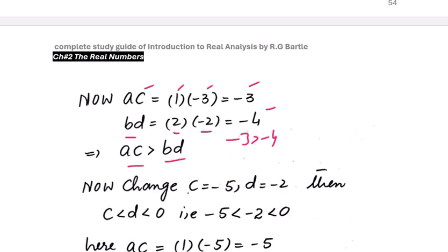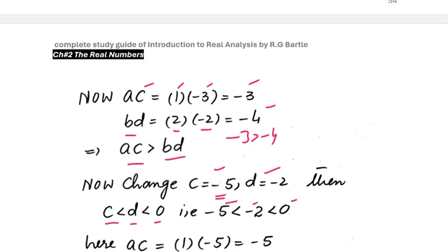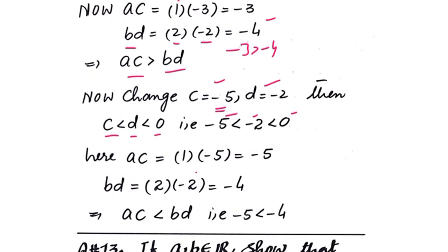Now I just change the value of C and the remaining are the same. Choose C is equal to minus 5 and D is minus 2. Clearly C is less than D is less than 0, minus 5 less than minus 2 less than 0. Now if I calculate AC, the value of A is 1, C is minus 5, this is minus 5, and BD, 2 into minus 2, this is minus 4. Clearly AC is less than BD, that is minus 5 less than minus 4.